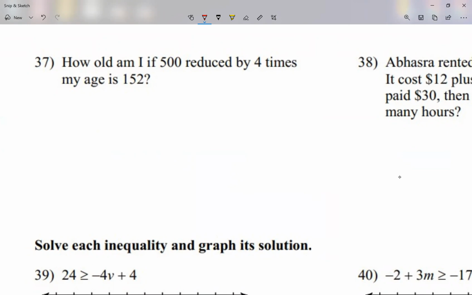Okay, so when we don't know the value of something, we replace it with a letter. To begin with, it says, how old am I? I don't know my age, or I'm asking the age. But it says 500, so let me write 500 reduced by, so minus, 4 times my age. I'm just going to write 4 times x, because the unknown here is my age, so I'm going to write it as a letter. So 4 times x equals 152.